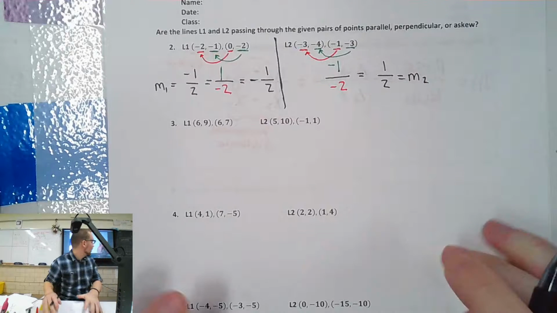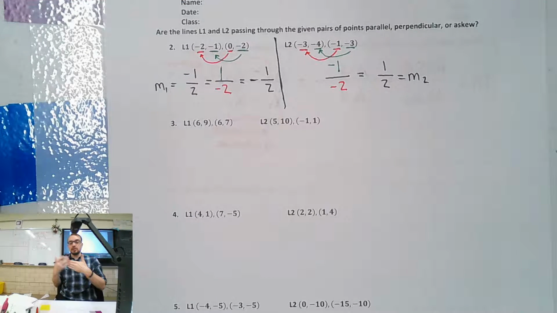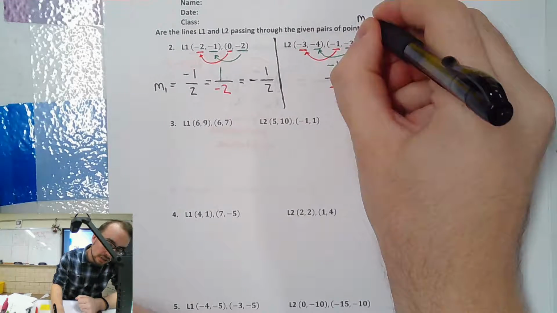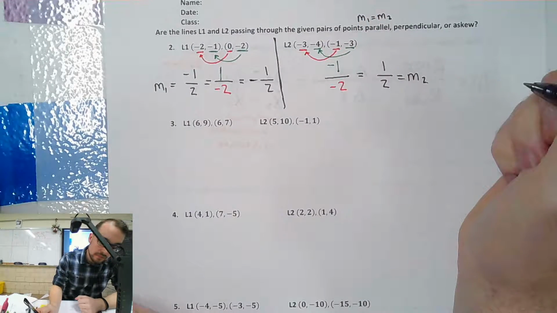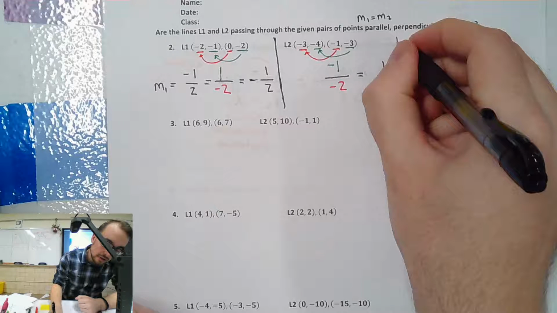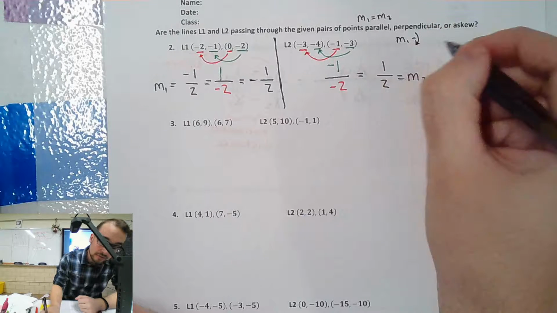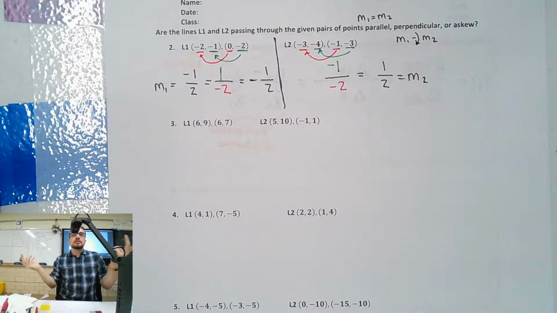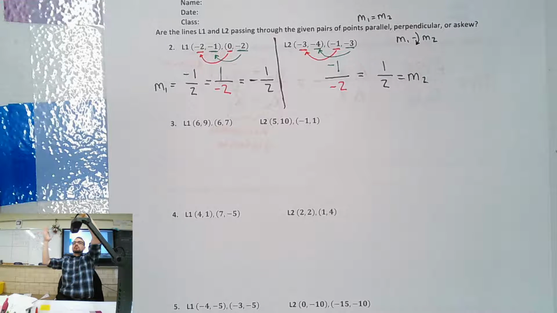Now we need to tell whether these lines would be perpendicular, parallel, or askew. Remember, askew just means they hit at some random angle, right? Parallel means they never intersect because they have the same angle. Perpendicular means they hit at 90 degrees. And anything else is askew, right? So we know lines are parallel when their equations have the same slope. We know lines are perpendicular when they are opposite reciprocals of each other, right? Negate and flip. And when it's neither of those, they're just going to intersect at some point, right? So they call them askew, right?